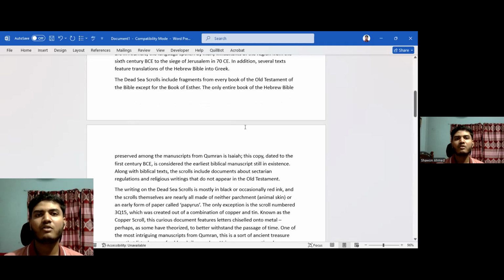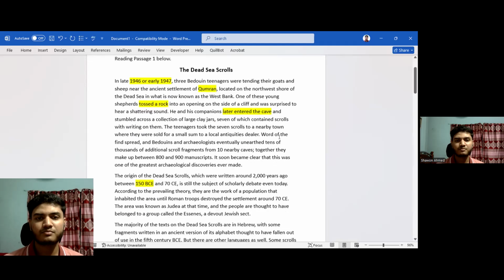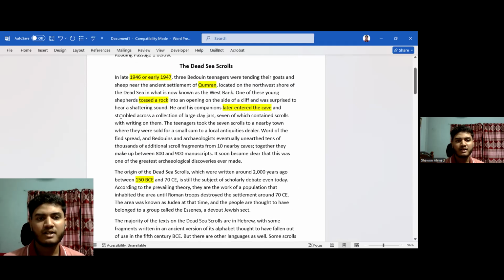So we need to find out the containers and what the materials of the containers are. Let's read it from here. And stumble across a collection of large clay jars. Yes, that is clay. So the jars are made out of clay.